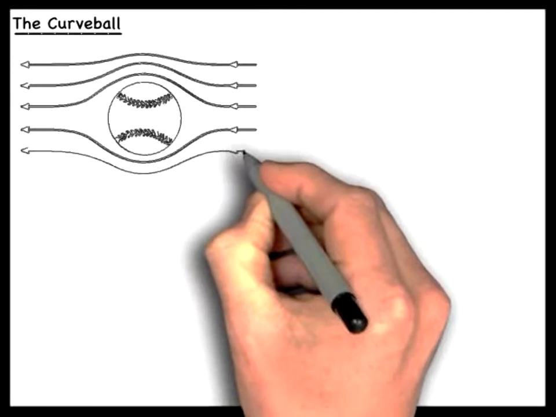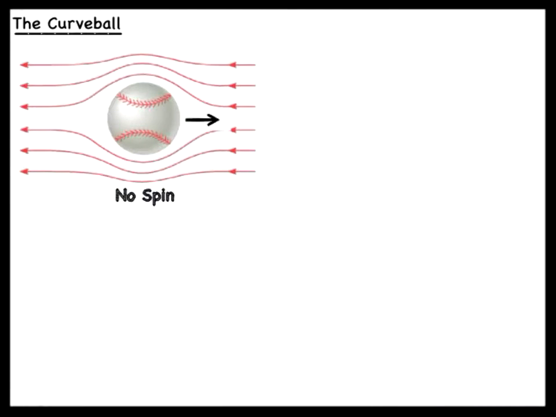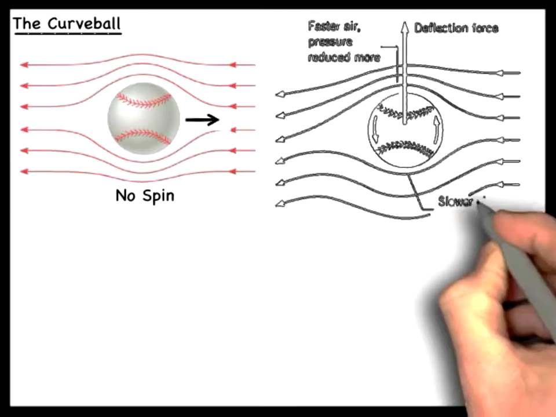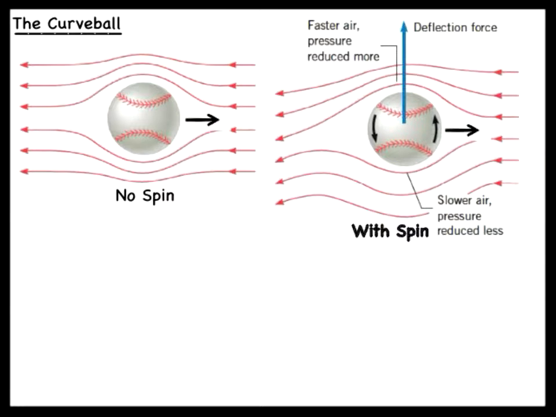Another common example of the impact of fluid flow is the curveball, which is one of the most effective pitches against hitters in baseball. The figure shows the top view of a baseball thrown without spin. The air moves around the ball equally on all sides, and the ball does not curve. However, if the ball is spinning, say counterclockwise as viewed from above, the air near the surface of the ball is dragged along with it.